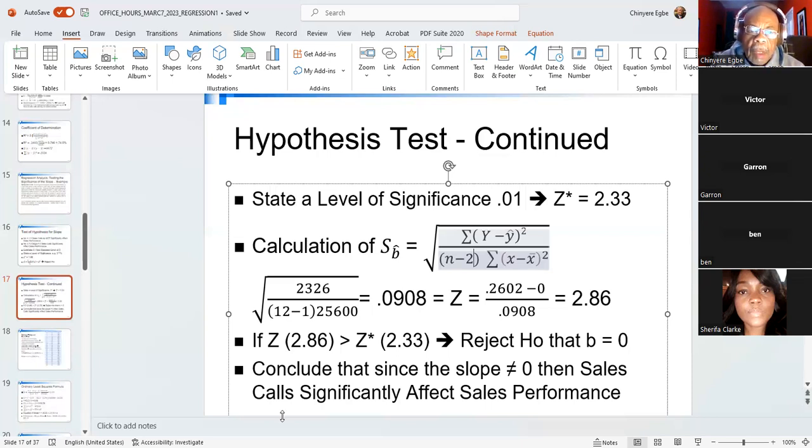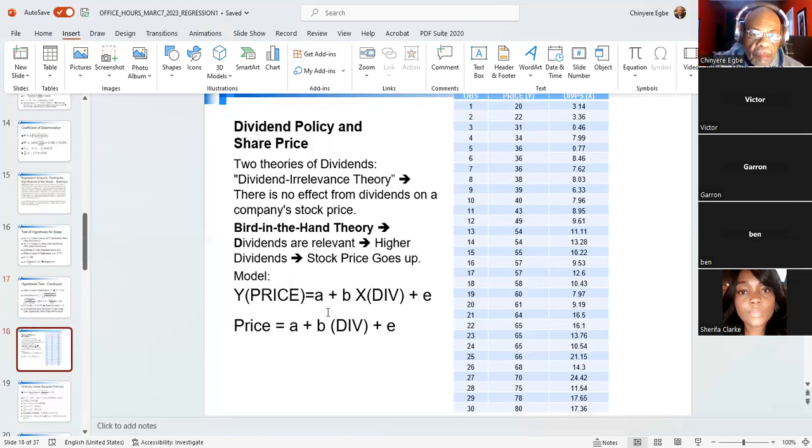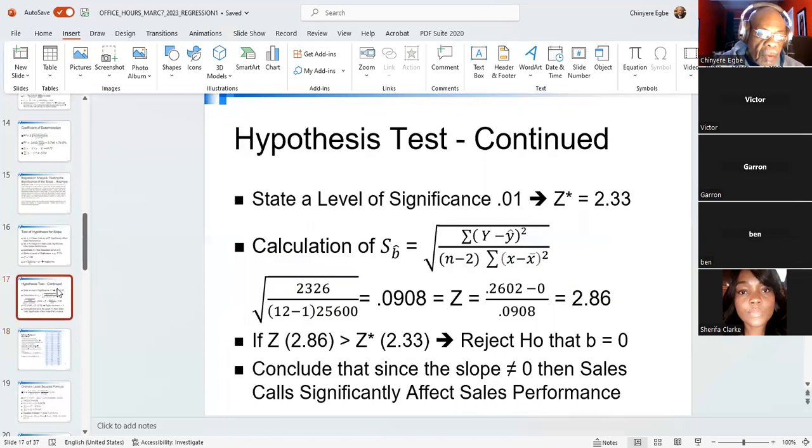Now, the calculation of the standard error of B requires the summation of y minus y hat squared. We don't have the summation of y minus y hat squared, so we're going to go through that process. I'm going to pull up the original data and calculate the summation of y minus y hat squared so that you know how it comes about.